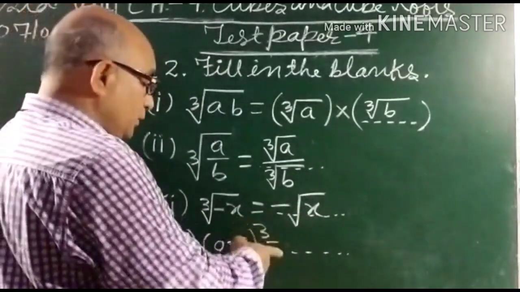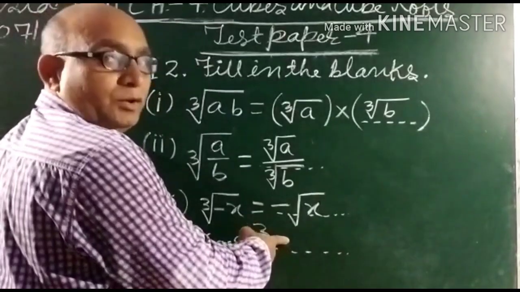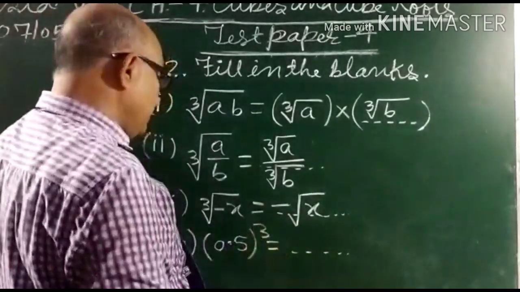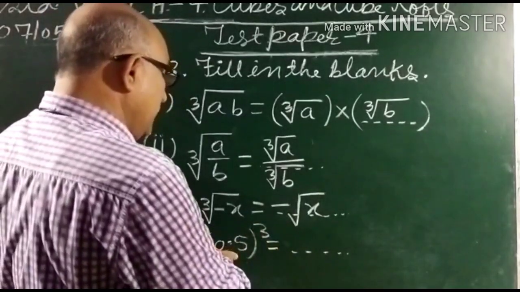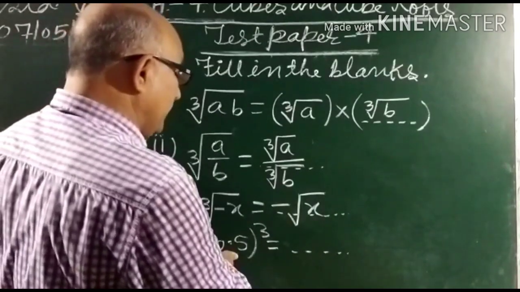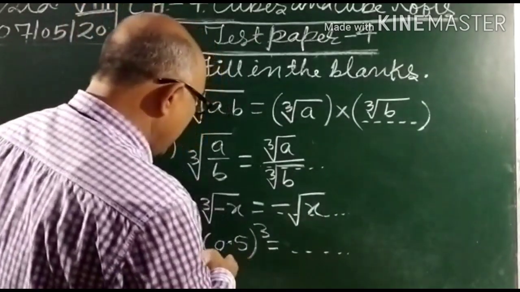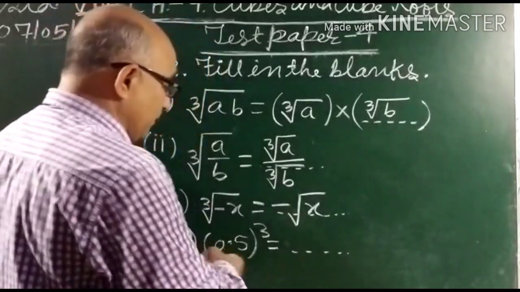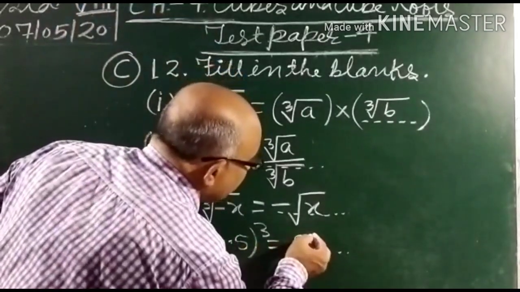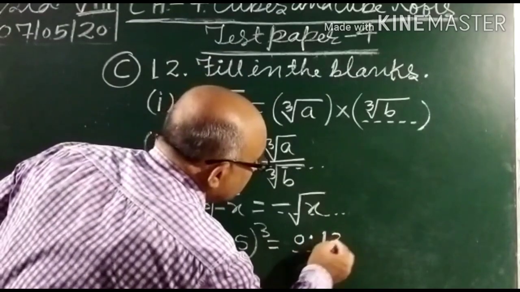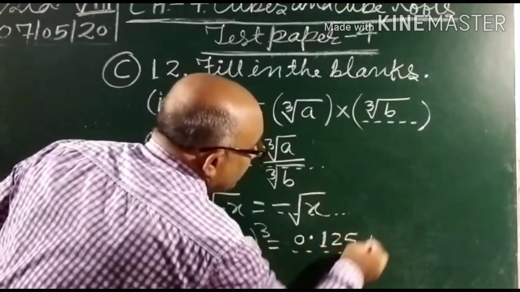In question number 4, 0.5 cube equals 0.5 into 0.5 into 0.5. So 5 5s are 25, 25 5s are 125, with 3 decimal places. So 0.125 is the answer.